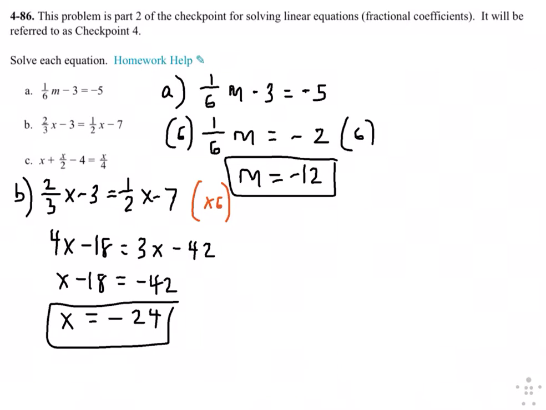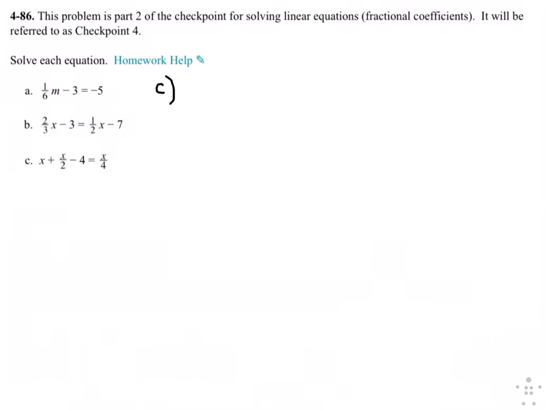For C, let's make space. C, I have x plus x over 2. X over 2 is just 1/2 x, but we can leave it as x over 2. Minus 4 equals x over 4. I'm going to take the same approach for this one. I'm going to multiply both sides of the equation by 4. I'm just going to get rid of my fractions.